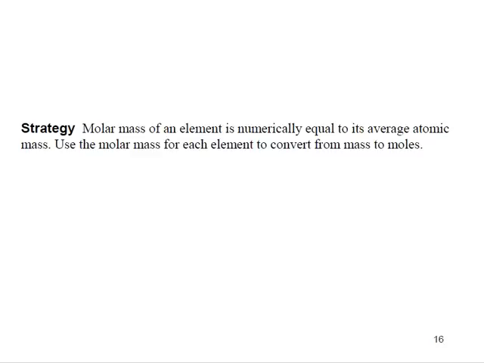Our strategy here is going to be using the molar mass of an element. The molar mass is going to be that value that is on the bottom in the periodic table. Usually, you have your symbol. The top number is the atomic number. The bottom number is our atomic mass, also sometimes called the molar mass.